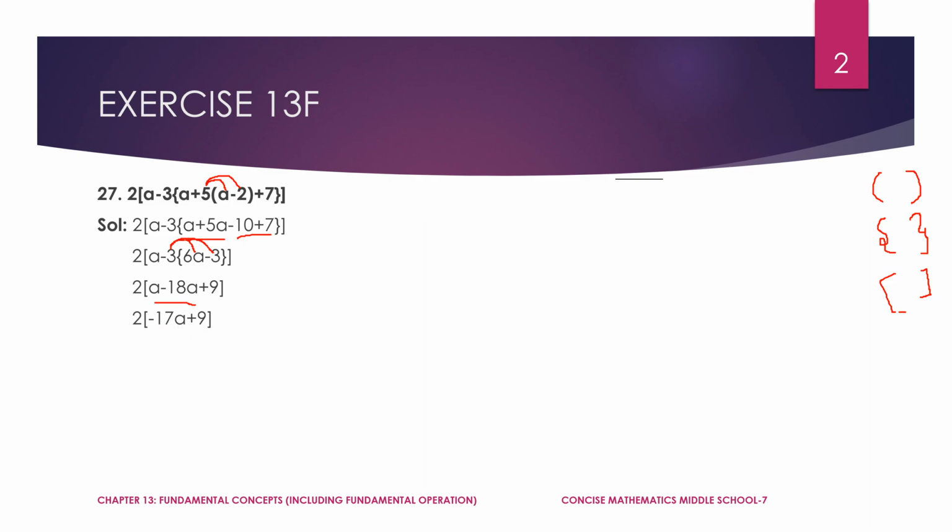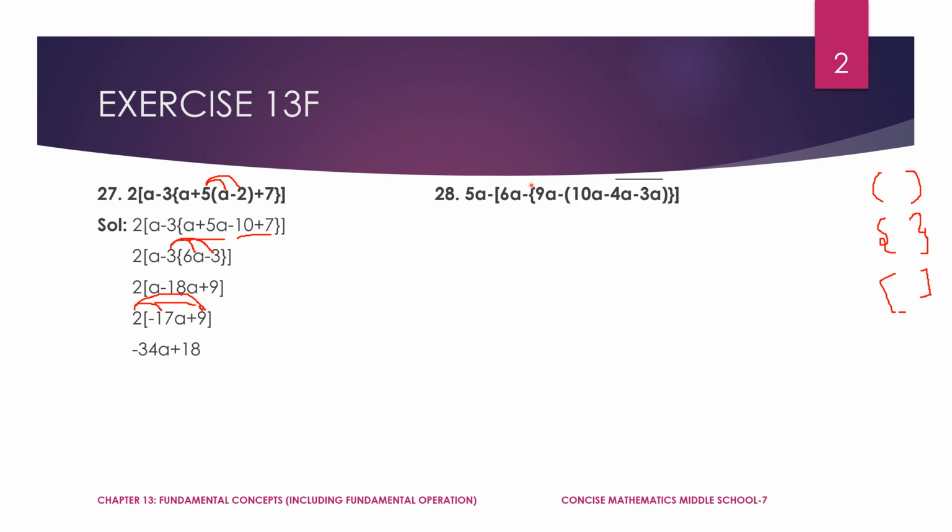So you can just multiply this minus 2 with minus 17a and minus 2 with plus 9. So what you get is minus into minus plus, 17 2s are 34a, minus into plus minus, 2 9s are 18. Always multiply the signs first. Is it clear? Okay, next let's move on to the next problem.